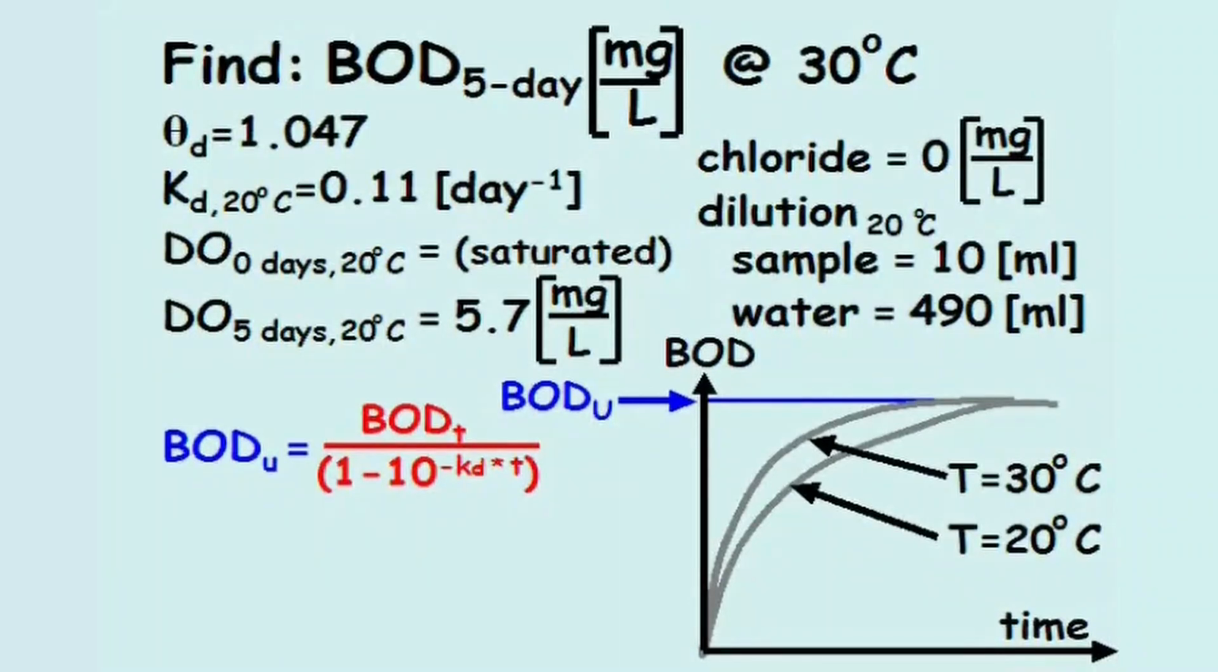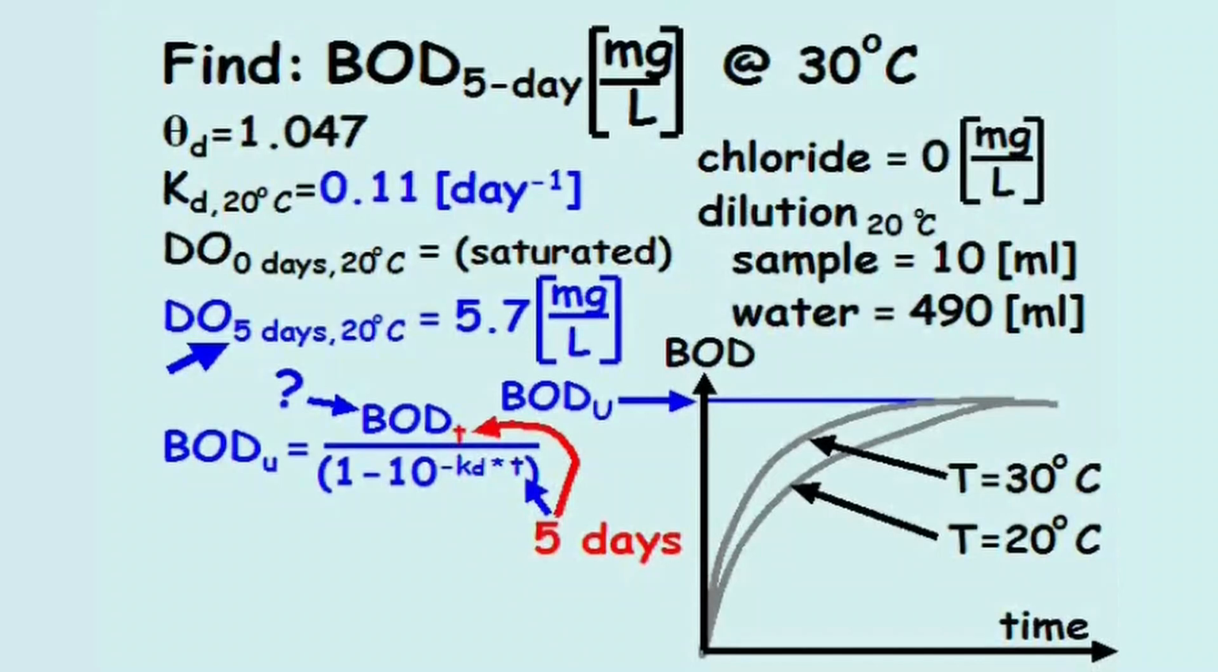Using 20 degrees Celsius, we know the deoxygenation rate constant, K sub D, but we don't yet know the time, T, or the BOD at time T. Since we've been given data for the concentration of dissolved oxygen at 5 days, we'll use a time T of 5 days, and then solve for the BOD at time of 5 days.